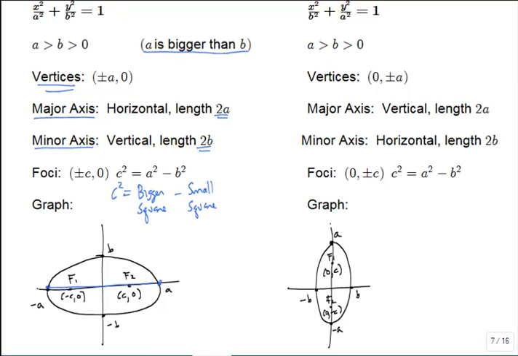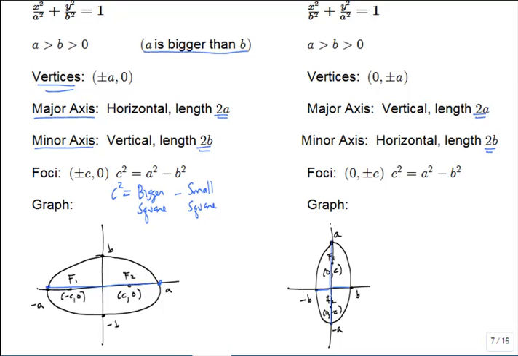So what happens if the bigger number isn't under the x? So what happens if a is still the bigger number, but this time it's under y instead of under x? So that means your major axis is now going to be vertical, and we'd go up a and down a, so our vertical major axis would be length 2a, and our minor axis, the smaller one, would be b to the right and b to the left, so it would have a length of 2b.